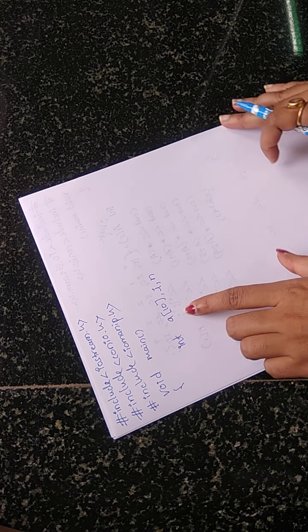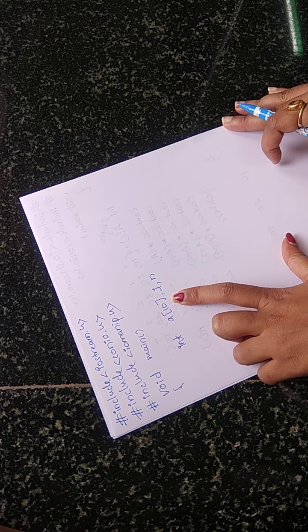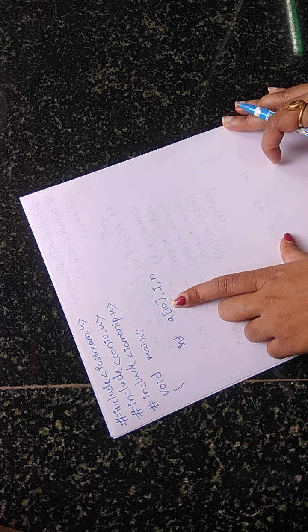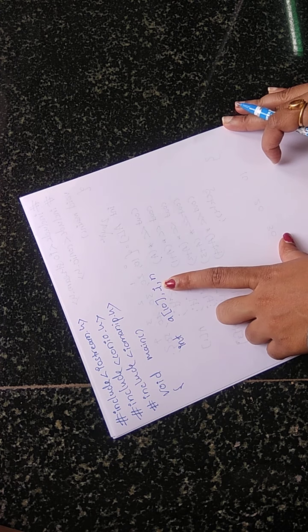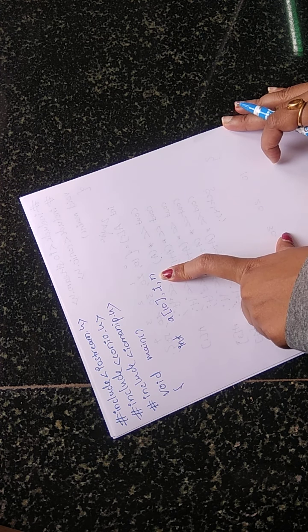The first one is a[10], that is an array with the name a, and the subscript 10 means the size is 10. Next, as we are dealing with the array, we need one counter variable, which I have taken as i. Next, n to read the size of the array.